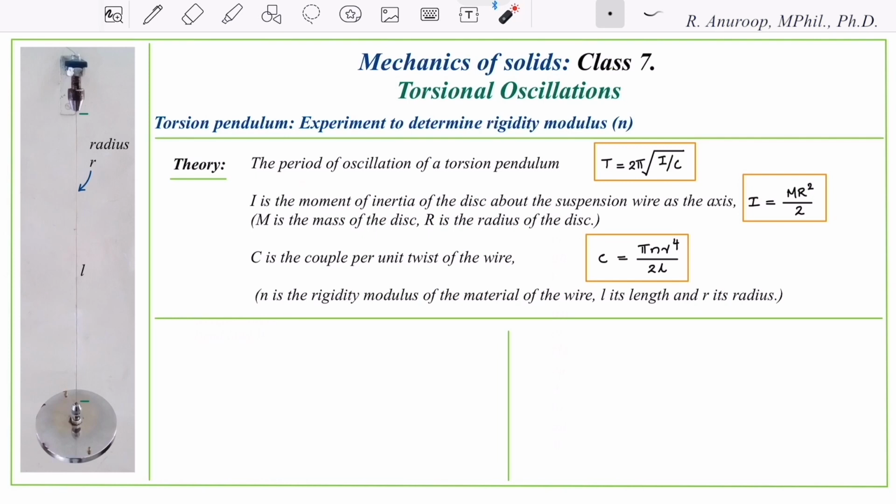In this section, we will see how a torsion pendulum can be used to determine the rigidity modulus N of the material of the wire.